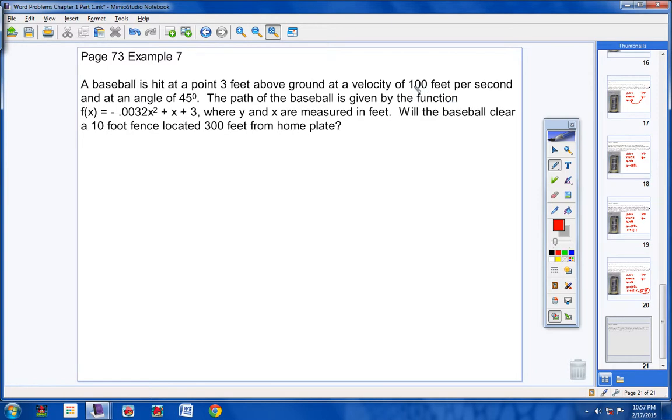Now you think you need all this information here, but it's kind of funny, you don't, because they give you the model. So it's nice they told you that, but you don't need it. The path of the baseball is given by this function here. Now guys, look at this function, come on, look at it. F of x equals negative 0.0032x squared plus x plus 3.